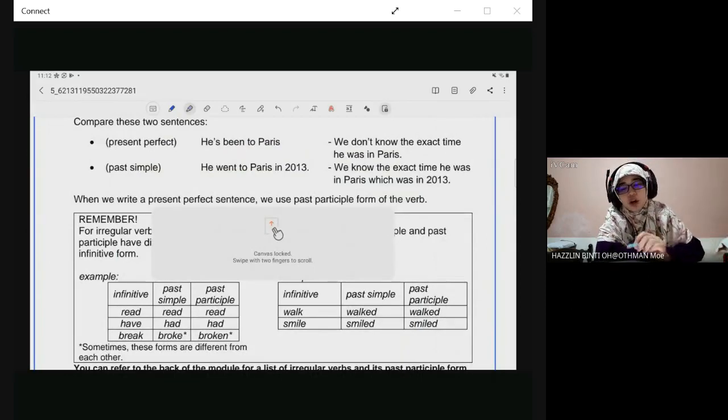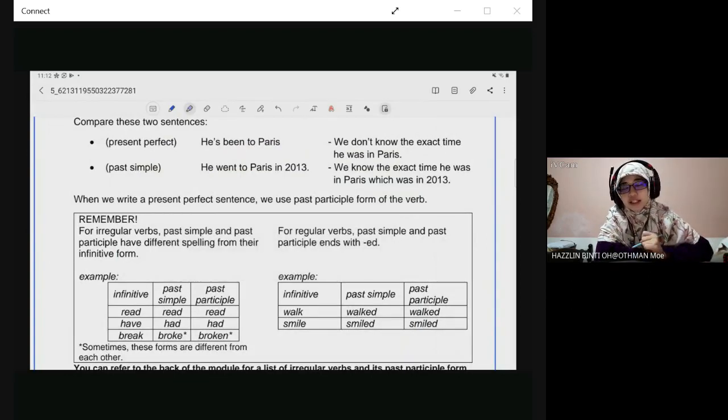Compare these two sentences. The first one is the present perfect sentence. He's been to Paris. But you don't know when he has been to Paris. Maybe he was there yesterday, or last week, or maybe 10 years ago, or last month. We don't know when because the time was not mentioned.